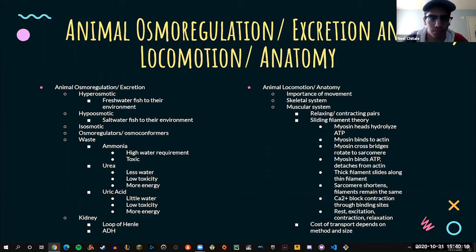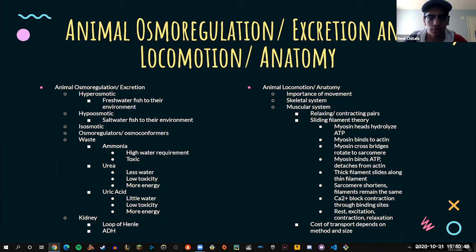Essentially, how do animals balance the water levels that they have within themselves with the environment that they're interacting with, as well as how do they get rid of waste. And so an important thing to remember from the early examples that we talked about in class is a freshwater fish is hyperosmotic to its environment, and hyperosmotic means that it has more solutes per water, so more concentrated water, more concentration in the water than its environment.